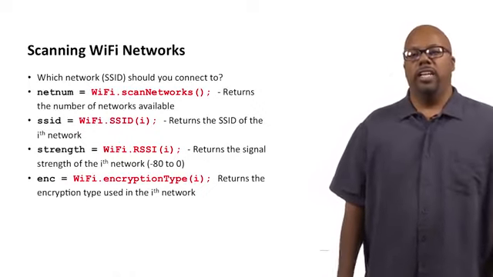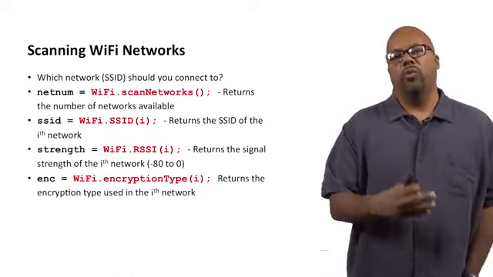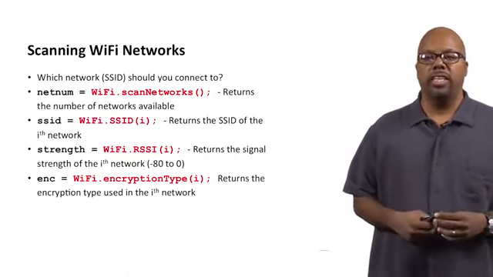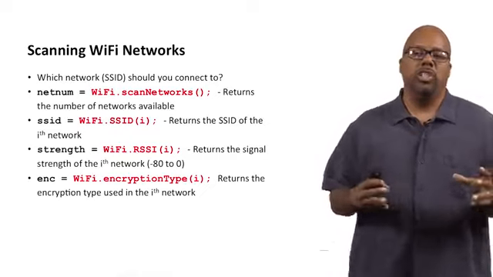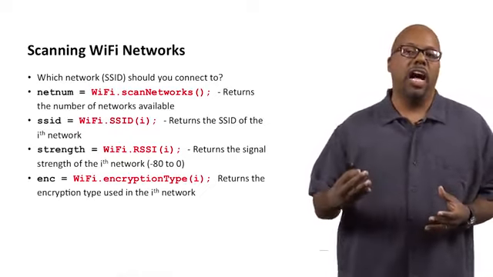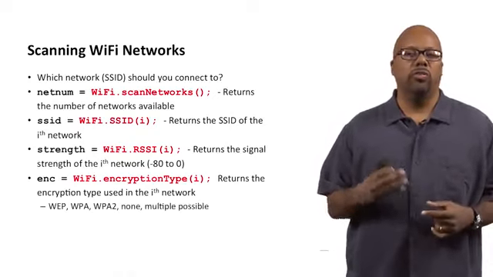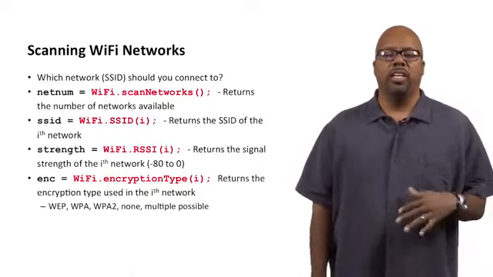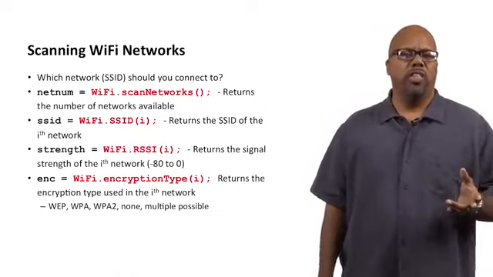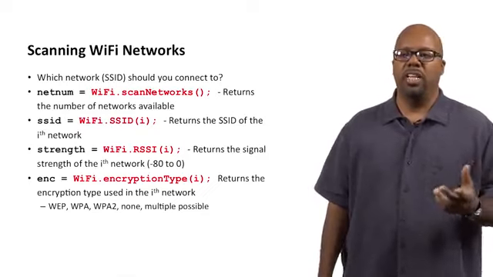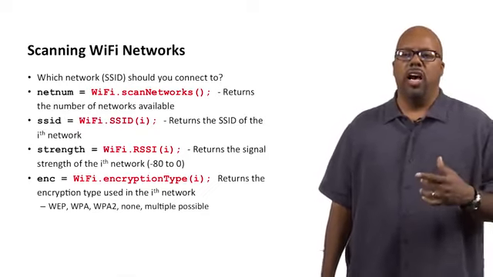And one more thing that's a factor in figuring out what network you want to connect to is the type of encryption used. Maybe you're looking for an open network, something like that. So there's this function, Wi-Fi.encryptionType. You give it an i, which is the number of the network, and it returns the type of encryption used in the network. It returns a code, 0, 1, 2, 3, 4, depending on the type of encryption. So 0, I think, is WEP encryption. Whoops. 0 is for WEP, 1 is for WPA, 2 is for WPA2, and then 3 is for no encryption, and then 4 is for multiple possible encryption.